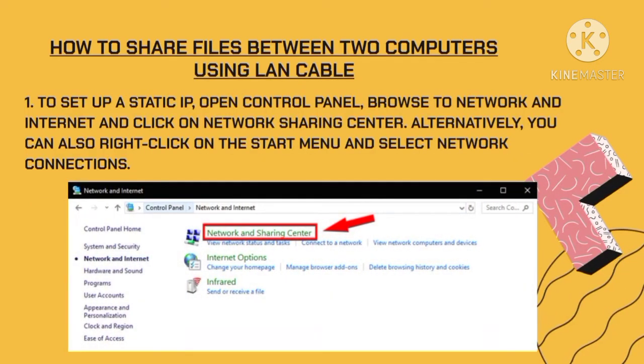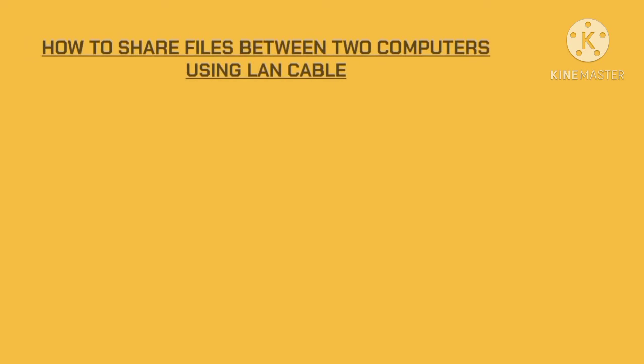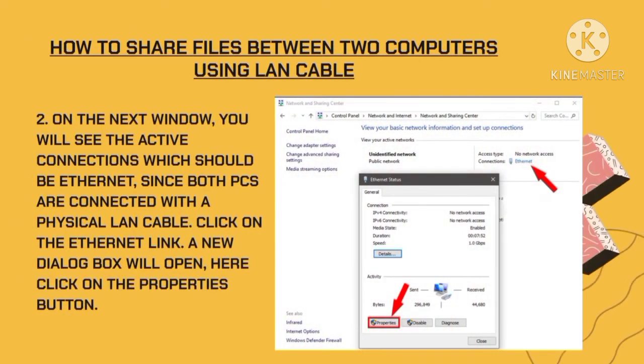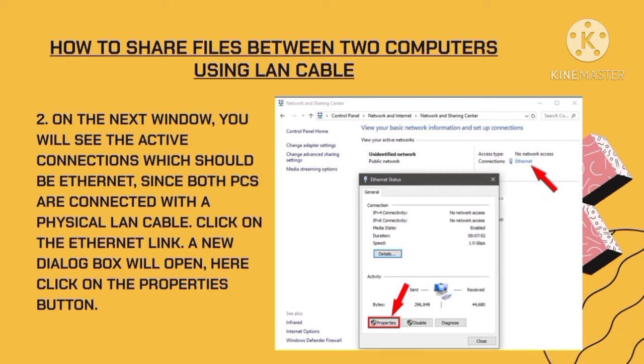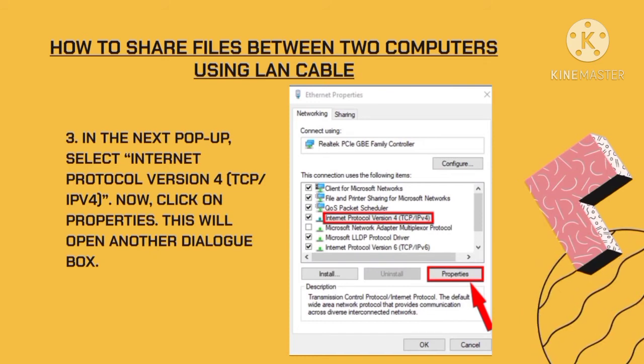First, to set up a static IP, open Control Panel, browse to Network and Internet and click on the Network and Sharing Center. Alternatively, you can also right click on the Start menu and select Network Connections. Second, on the next window, you will see the active connection, which should be Ethernet, since both PCs are connected with a physical LAN cable. Third, in the next pop-up, select Internet Protocol version 4. Now click on Properties. This will open another dialog box.